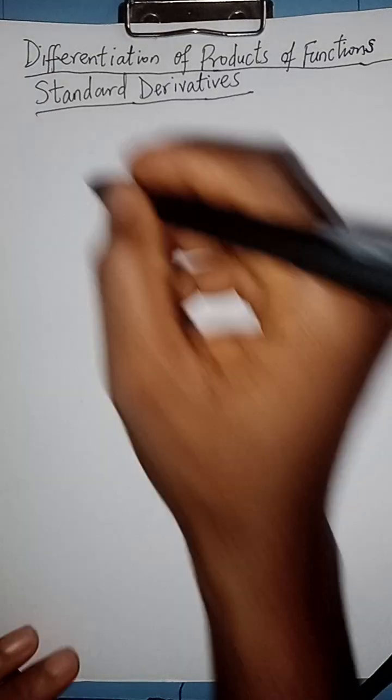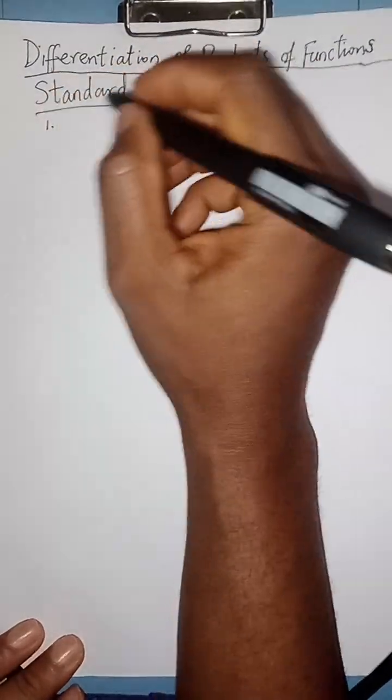Now let's look at differentiation of products of functions. We're going to see what we can do when we are differentiating two functions with respect to x. First, let's look at what we call standard derivatives. Please remember this because you're going to need it when you differentiate functions. Now, the first one is this.